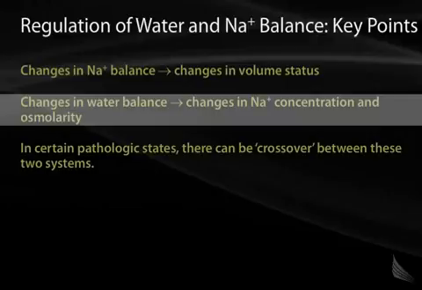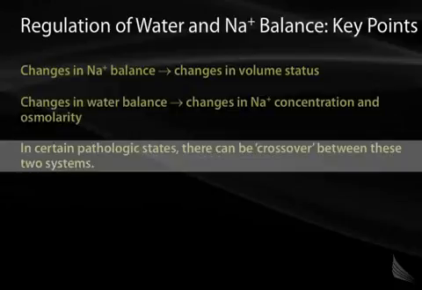Once again, changes in sodium balance reflect changes in volume status. Changes in water balance reflect changes in the sodium concentration and the osmolarity. Most of the time, the changes in sodium balance and the changes in water balance are regulated by independent neurohormonal mechanisms. The changes in sodium balance being the renin-angiotensin-aldosterone system, and changes in water balance governed by changes in vasopressin activity. However, in pathologic states, usually when effective circulating volume, or the volume of plasma sensed by the body's organs, is at either extreme, very high or very low, there is a crossover between these two systems.